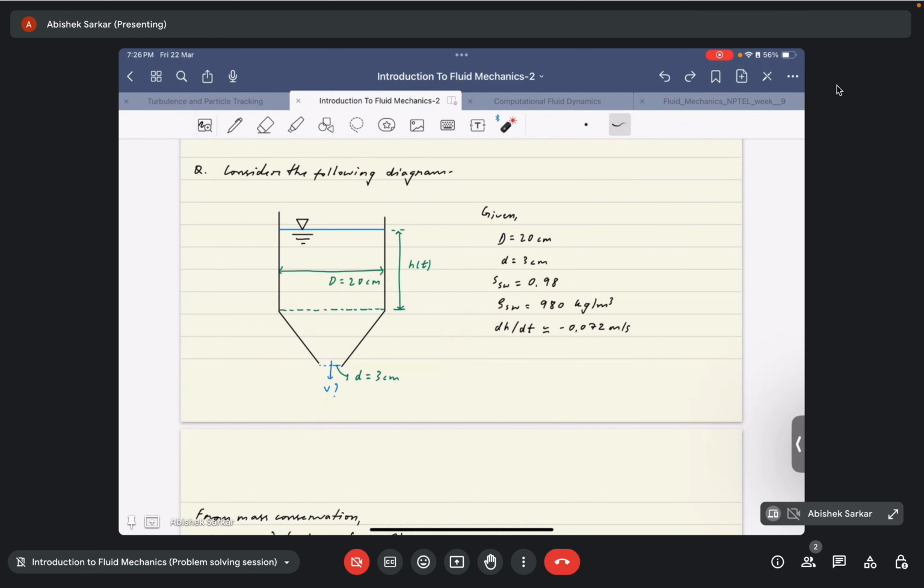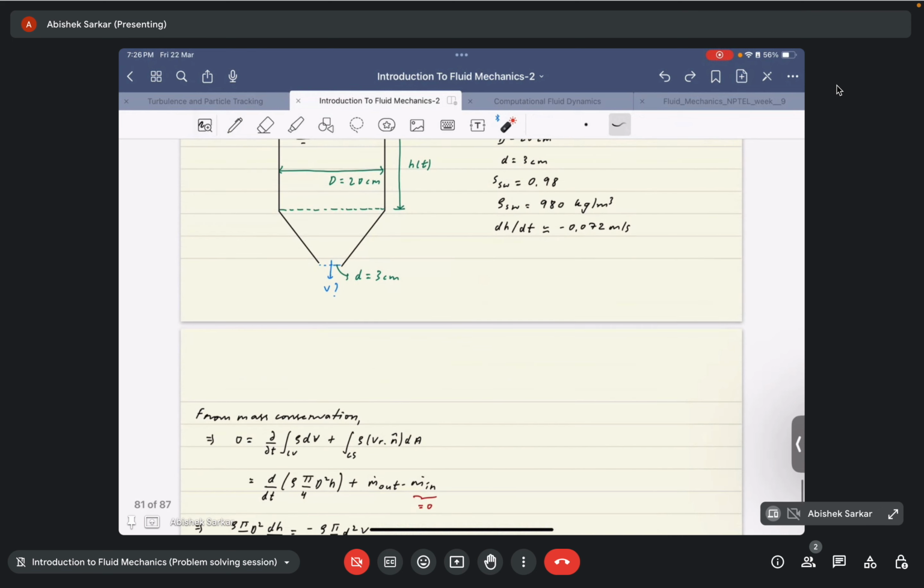Okay, just multiplied by 1000. Okay, just to recall, relative gravity for a given fluid is, if a fluid or liquid is taken with respect to the density of water. So 0.98 times the density of water, it is what it means. Okay, so the density of the sea water would be 980 kg per meter cube. Okay, and dH by dt is given to be minus 0.072 meter per second.